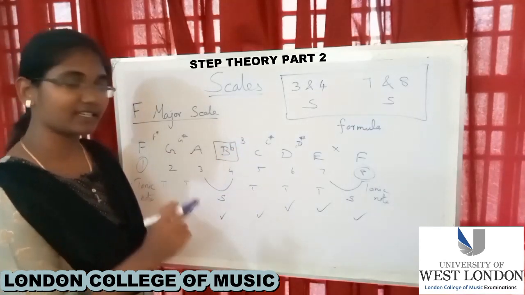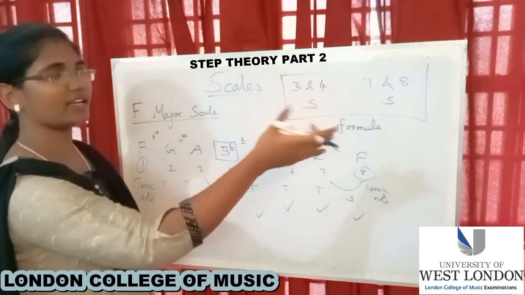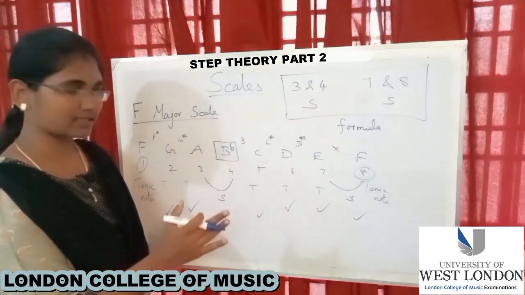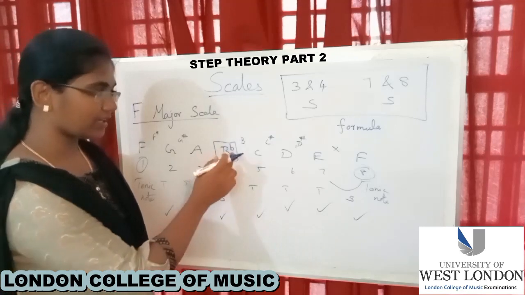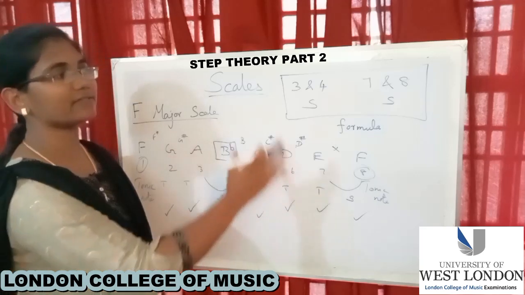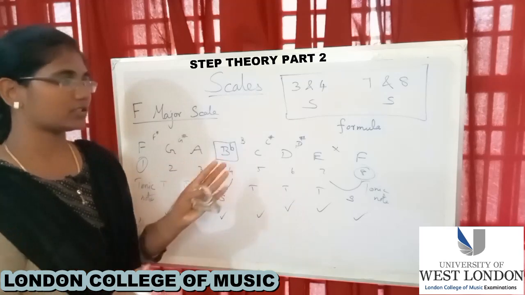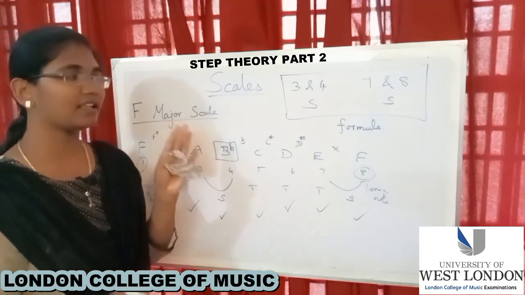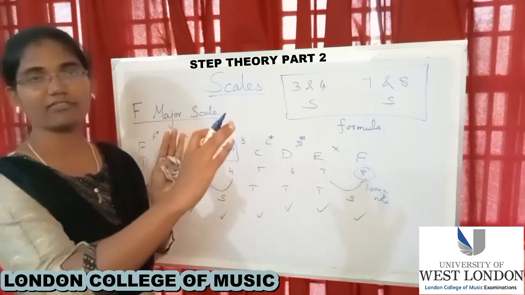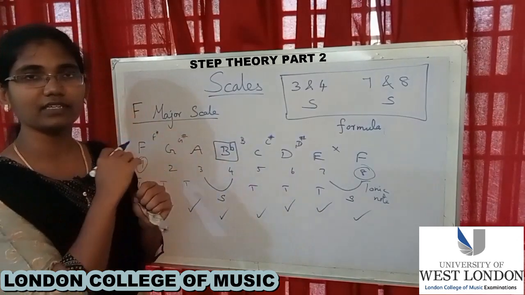Have you all understood? So in C major, 3 and 4 and 7 and 8 are semitones. So we make that in all other major scales. Here B flat is coming. So in F major, B flat will be there to satisfy our formula. Have you all understood? In F major, B flat will be there. To denote the F major scale, we can use the B flat at the beginning of our staff lines. The B flat will be placed at the beginning of the staff lines.